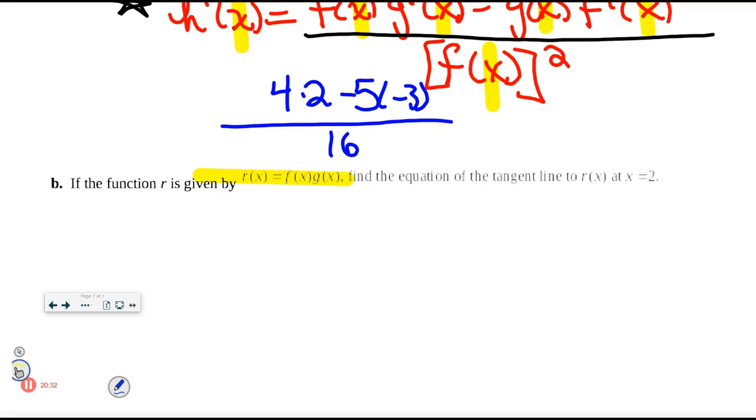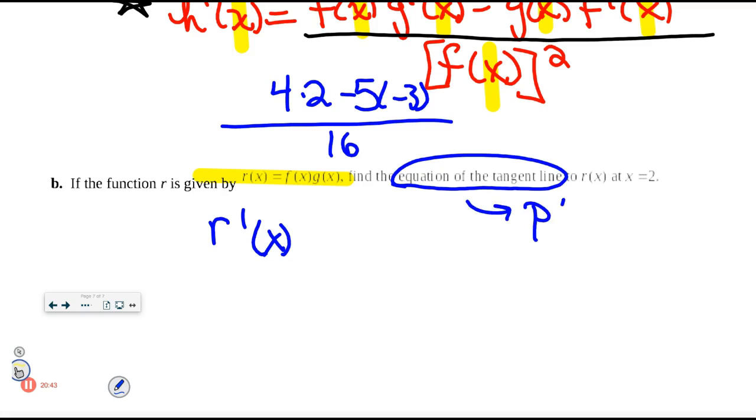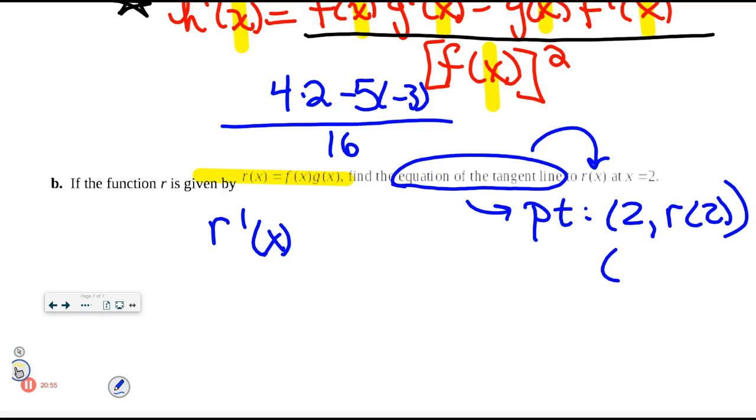Product. So first I'll write it down, the derivative of r. It says find the equation of the tangent line. Ooh, that's good. Now it's tested differently. I still need a point, okay? And it's the tangent line to r. So I have my point 2, comma, the height on r at 2. And I lost my table, so will you tell me, Quinn, what r of 2 is up on the table?